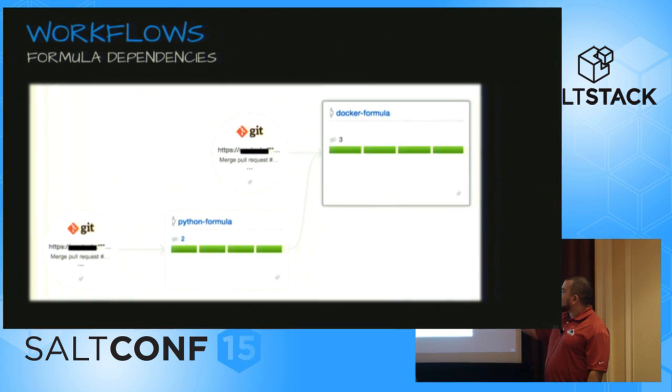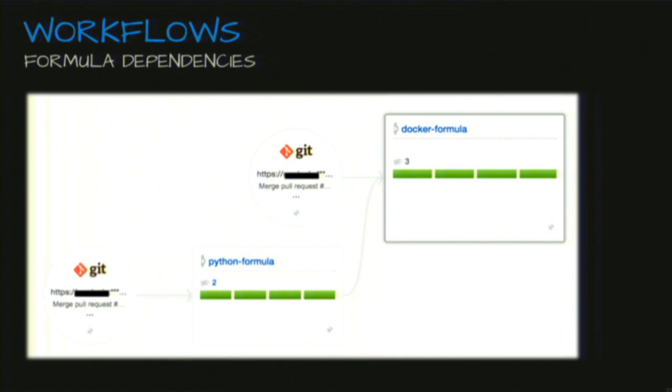And just a quick touch on what you can do with that continuous delivery server itself by ThoughtWorks. In this example, the Docker formula requires that docker-py be installed on the system for those modules and states to work. What this allows us to do is this: the Python formula will build from any changes to its Git repo, and the Docker formula will build on any changes to its Git repo.